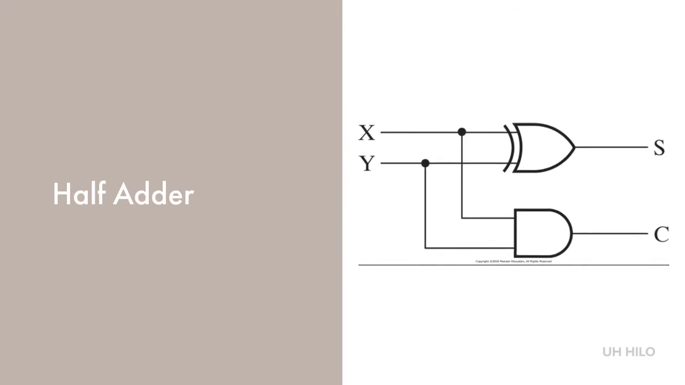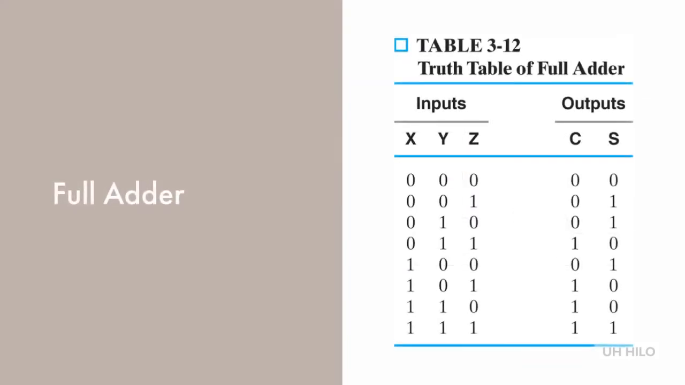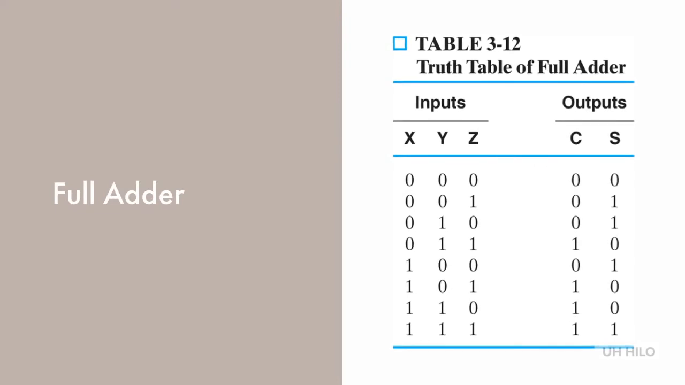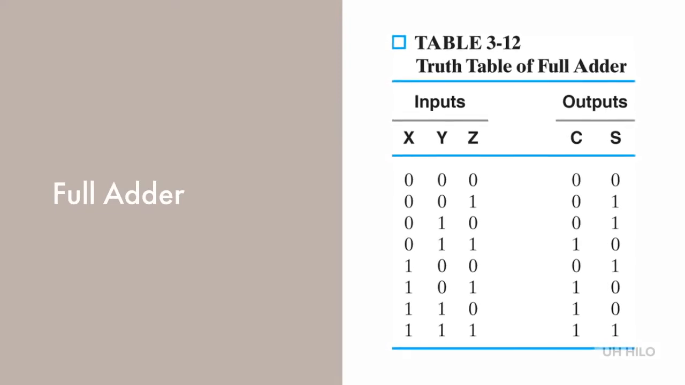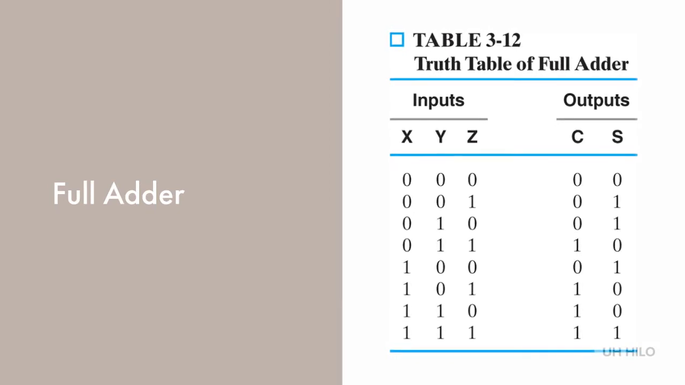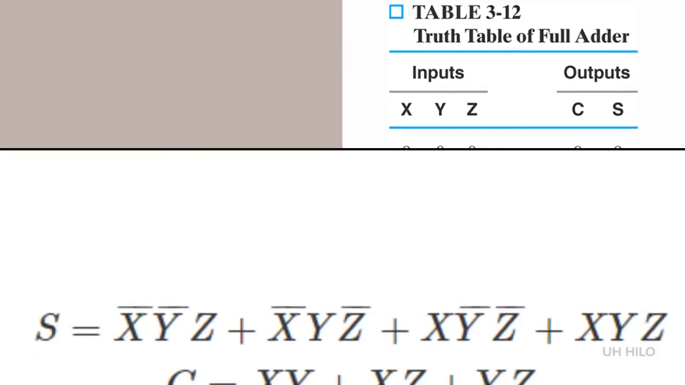Now, let's take a look at the full adder. A full adder is a combinational circuit that forms the arithmetic sum of 3 input bits. Besides the 3 inputs, it has 2 outputs. 2 of the input variables, denoted by x and y, represent the 2 significant bits to be added, and the third input, z, represents the carry from the previous lower significant position.